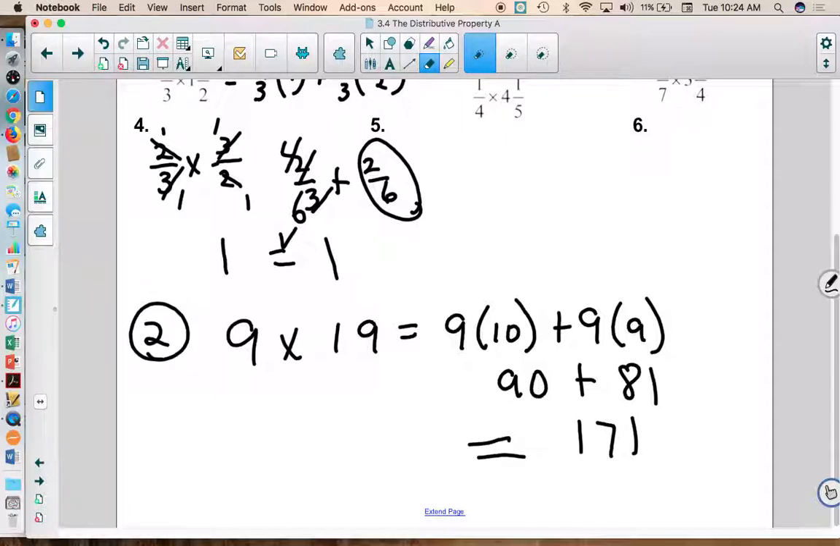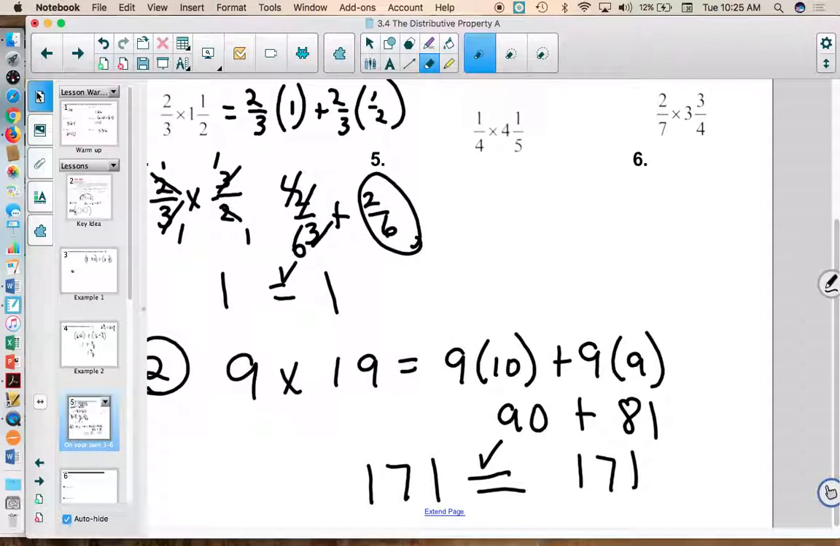And when you use your calculator and you multiply 19 times 9, do you get 171? Yep. You know at that point you're correct. It checks. The two expressions are equivalent. Okay? Move on. Let's see.